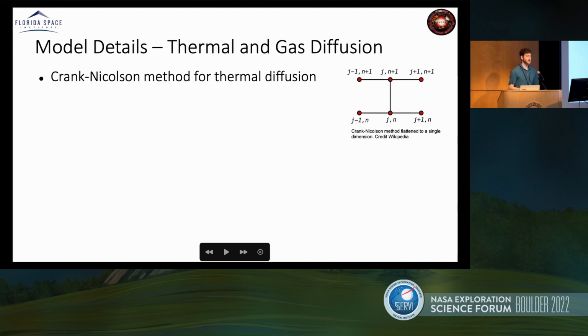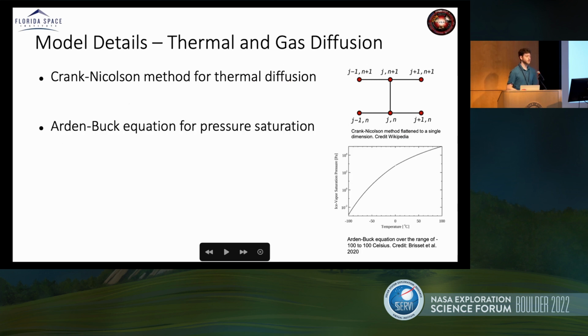So the first part is the three main things of thermal water extraction. Thermal: we have to diffuse any kind of heating that we do. To do this, we use the Crank-Nicolson method for 3 dimensions. Then we have to figure out how we're going to change the state of the water. So for this, we use the Arden-Buck equation to determine if we need to go from a solid water or to a vapor. Once we have it in the vapor, we need to figure out how to get it from within the regolith to no longer being within the regolith.